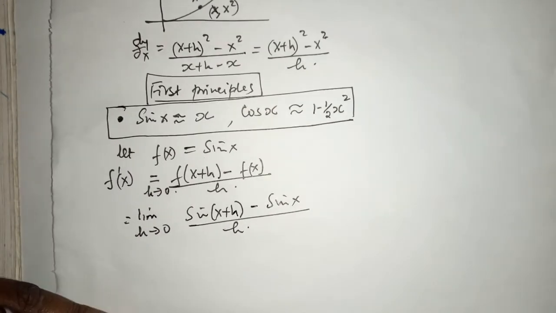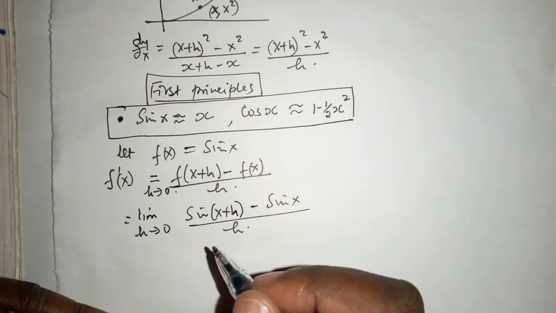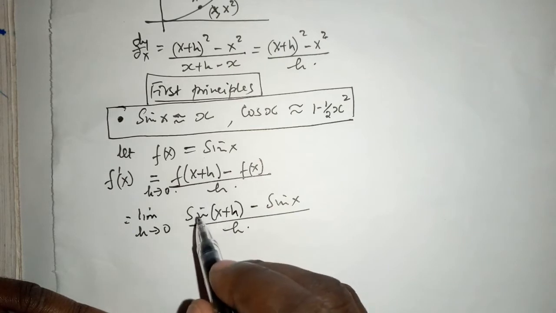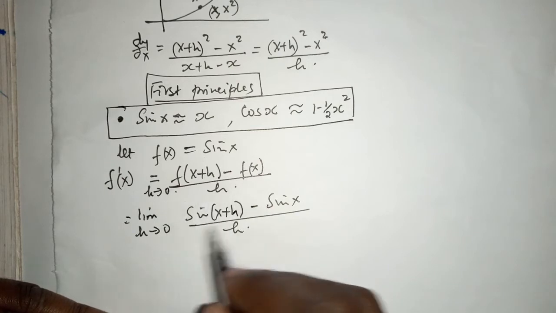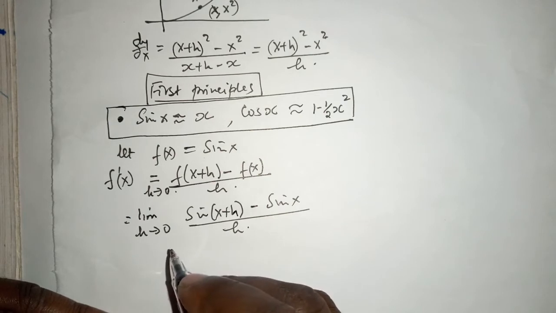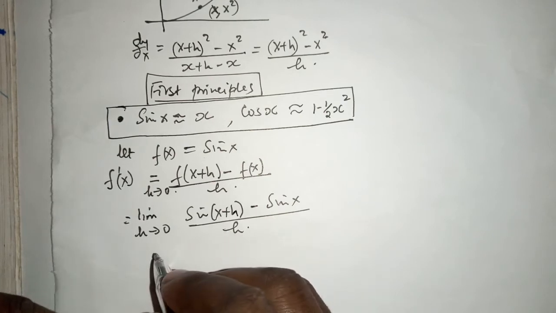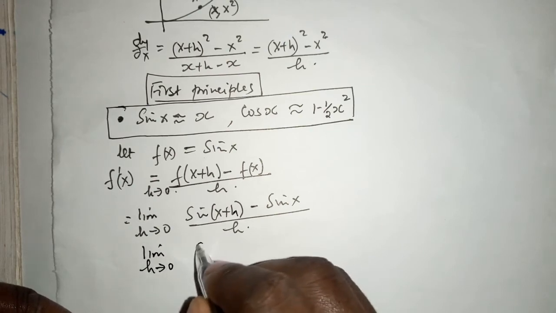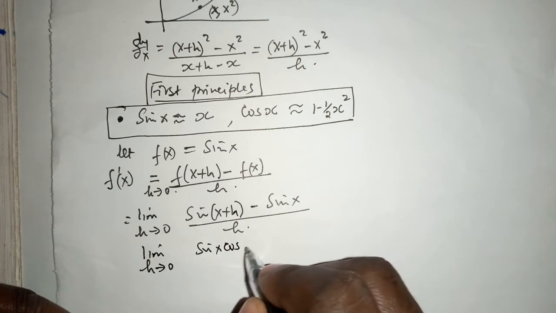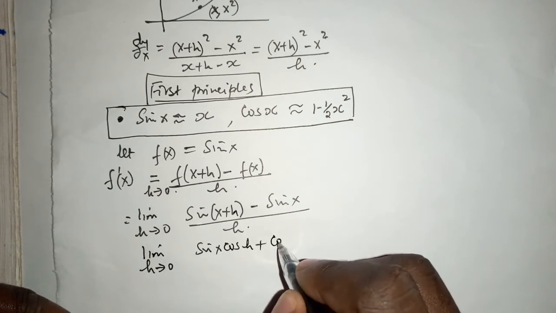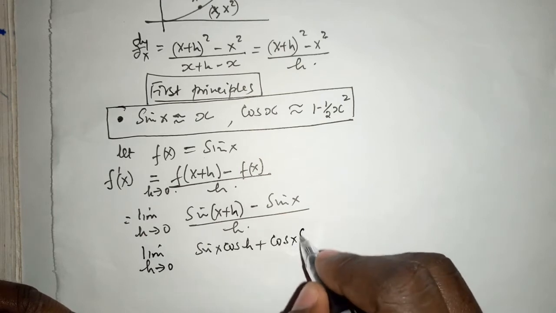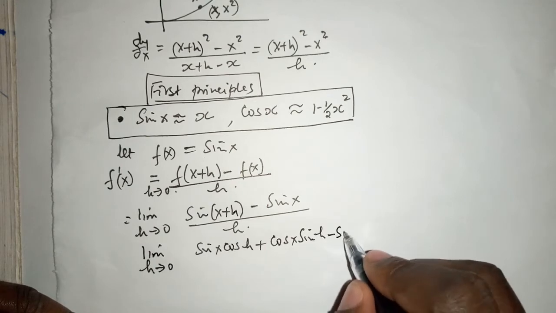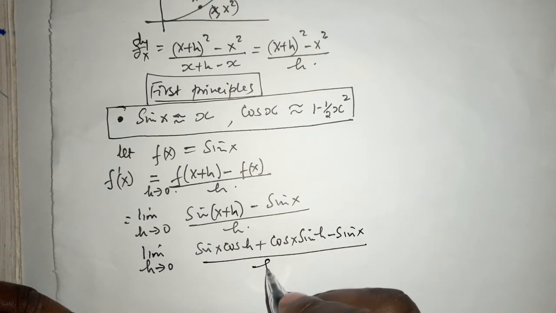But according to something we've understood in a previous video, in the trigonometric addition angle formulae, we know that sine(x plus h) is given by sine x cosine h plus cosine x sine h. So, as h approaches 0, we have sine x cosine h plus cosine x sine h, minus sine x, and of course all over h.